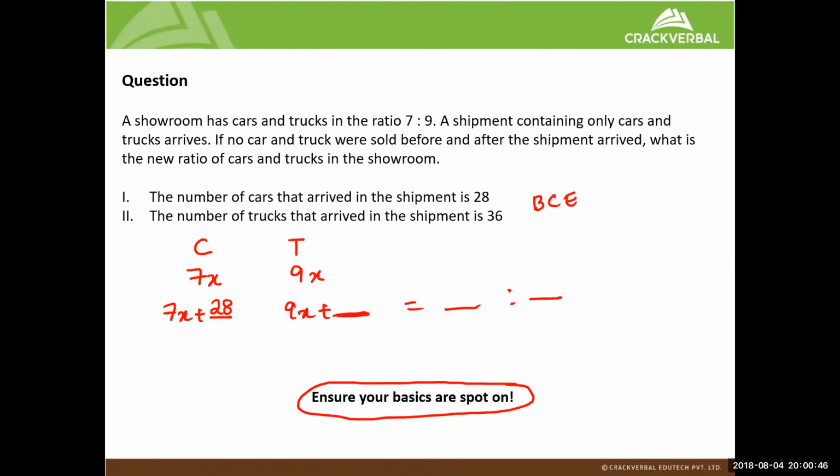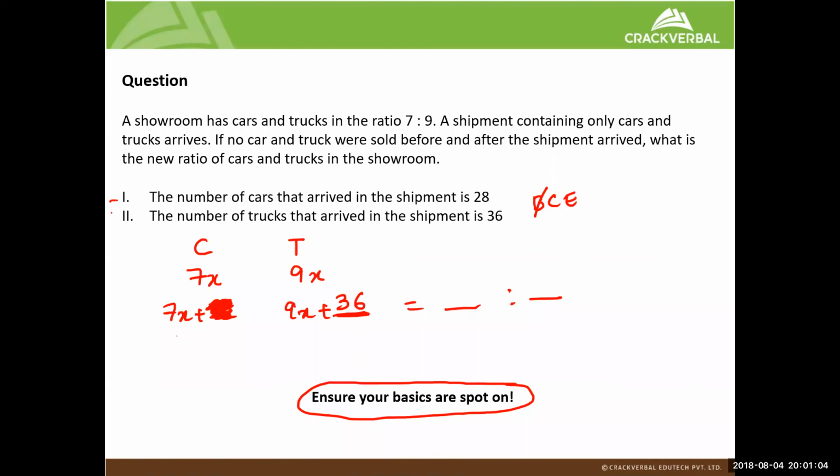The second statement says the number of trucks that arrived in the shipment is 36. So don't carry your information over, please. So here I have 9x plus 36, but I have absolutely no information about the number of cars that have arrived. So out goes B.